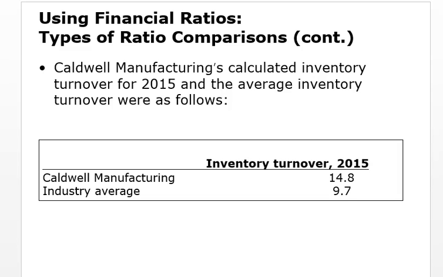Let's talk about inventory turnovers. Okay. So we have this, Cadwell Manufacturing has inventory turnover of 14.8, and the industry average is 9.7. So are they doing better or worse than the industry? It's better, but do you know why it's better or how it's calculated? Well, let me tell you what inventory turns are.